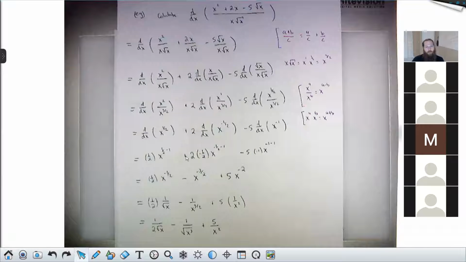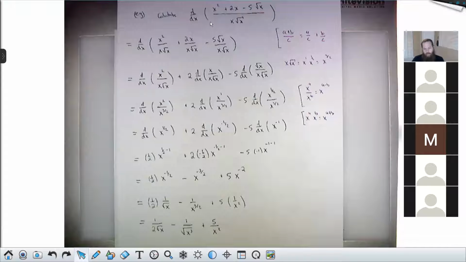Here, I'm writing out every single possible step. But in reality, you could jump pretty much from here to here, and then from here to here, and then from there to here. This could be a three-line problem if we weren't being so careful about writing everything. Doing things this way, by simplifying using algebra and then taking the derivative, is always much faster than using any other complicated differentiation rules, like the quotient rule or product rule that we're going to learn today. So every time you encounter something that looks difficult to differentiate, you should see if you can simplify it algebraically before doing anything else.